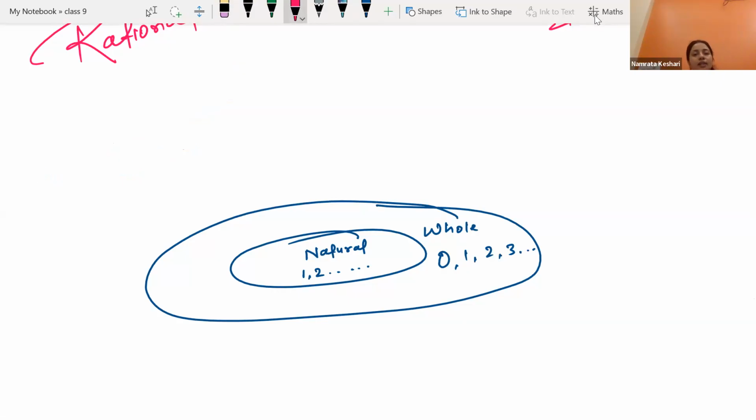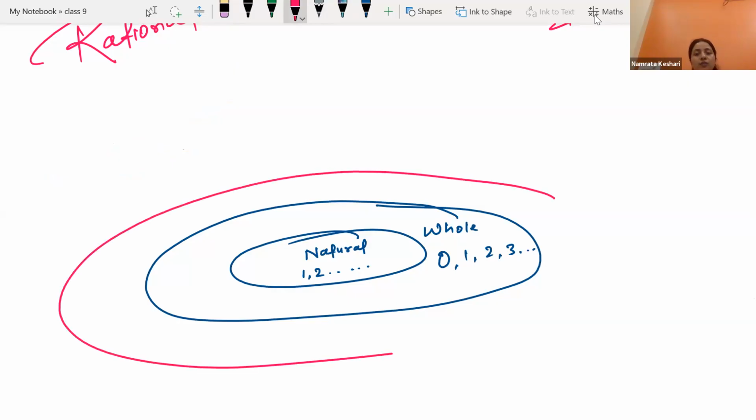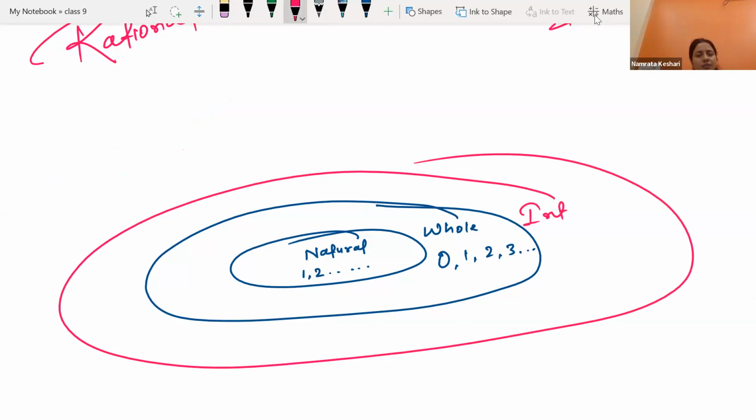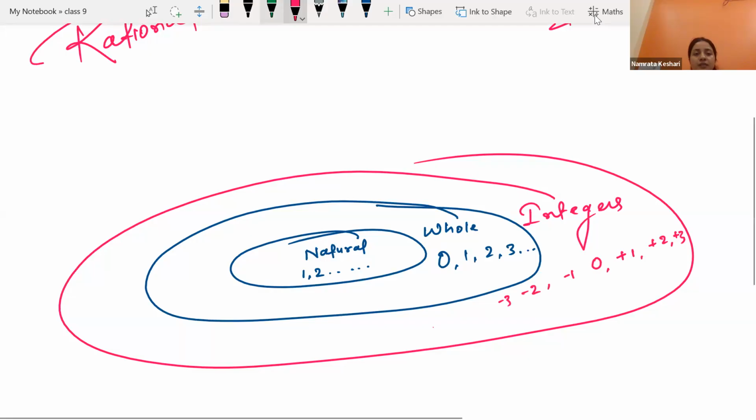So first natural, then whole numbers, then integers. What are integers? Integers are all the numbers, including negative and positive and 0. Right, Aleph? Integers are the numbers which have 0, positive numbers, that means +1, +2, +3, and the negative numbers as well, -1, -2, -3, till infinity, right? Yes, ma'am. Okay, after that we are having rational numbers.